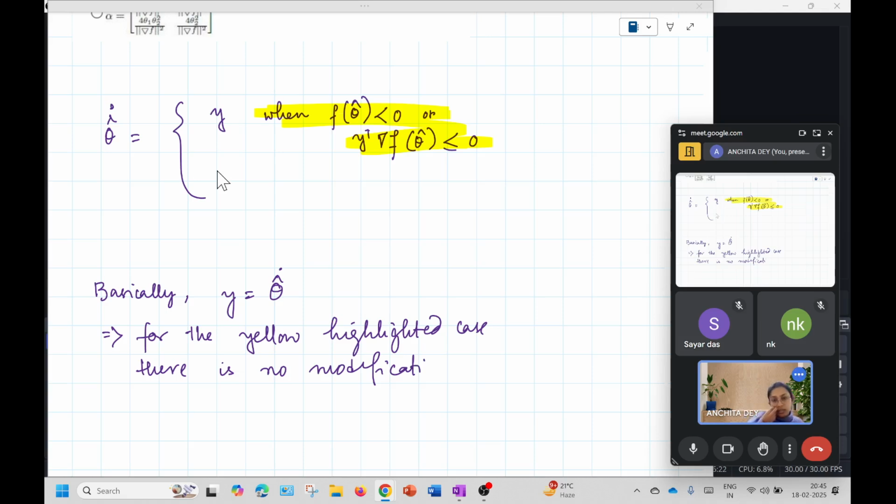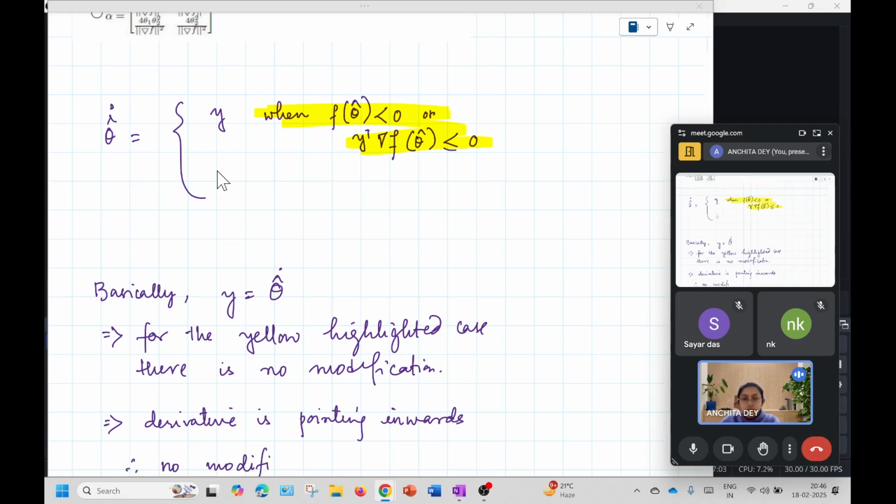Right. So basically this is the case which corresponds to the derivative pointing inwards. So this condition that you have, y transpose grad f(theta hat) being less than or equal to 0, means the derivative is pointing inwards the set. So that's why we didn't have to do any modification. Therefore no modification was done.